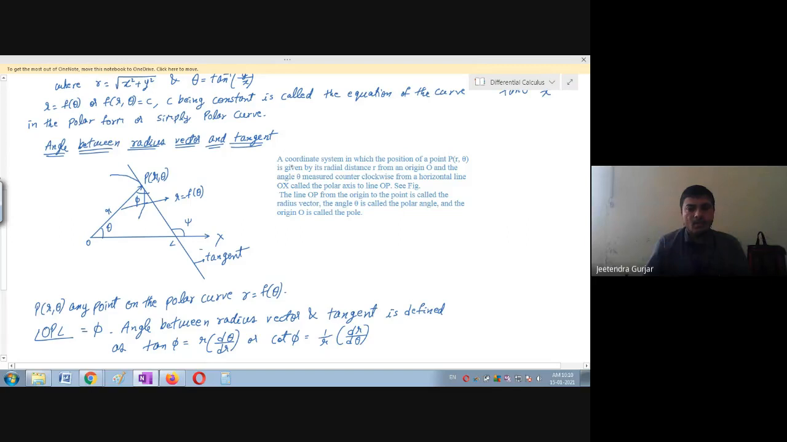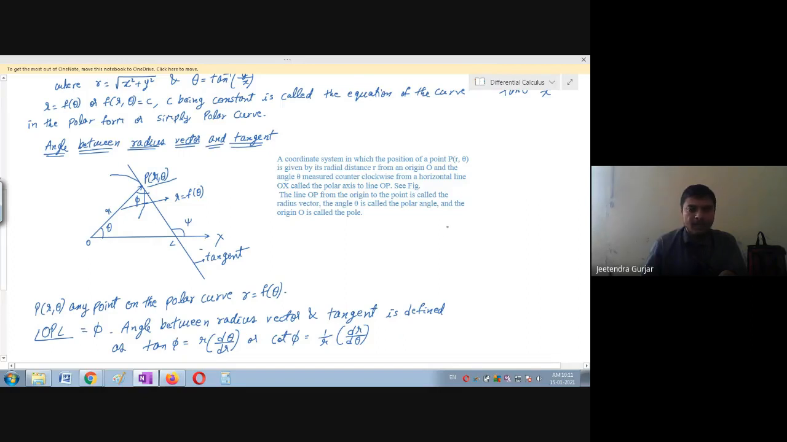So you can see a coordinate system in which the position of a point P(r, theta) is given by its radial distance r from an origin O, and the angle theta measured counterclockwise from a horizontal line OX, called the polar axis, to the line OP. So you can see this is our very very important line where we take the polar coordinates. This is our main person we are going to study, P(r, theta), which is nothing but the point in the polar plane with coordinates r and theta.